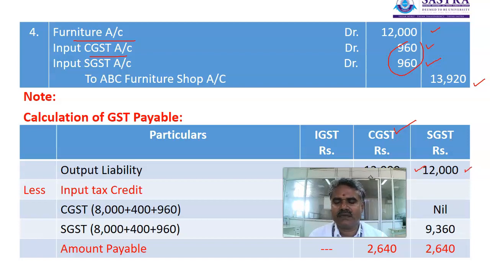Here you take cumulative input tax. CGST 9,360, you have to adjust here. SGST 9,360, you have to adjust here. The balance payable 2,640. You see, when you buy goods for resale, in your business, when you buy goods for resale, now you have to adjust tax on purchase against tax on sales. This is what we are doing here.